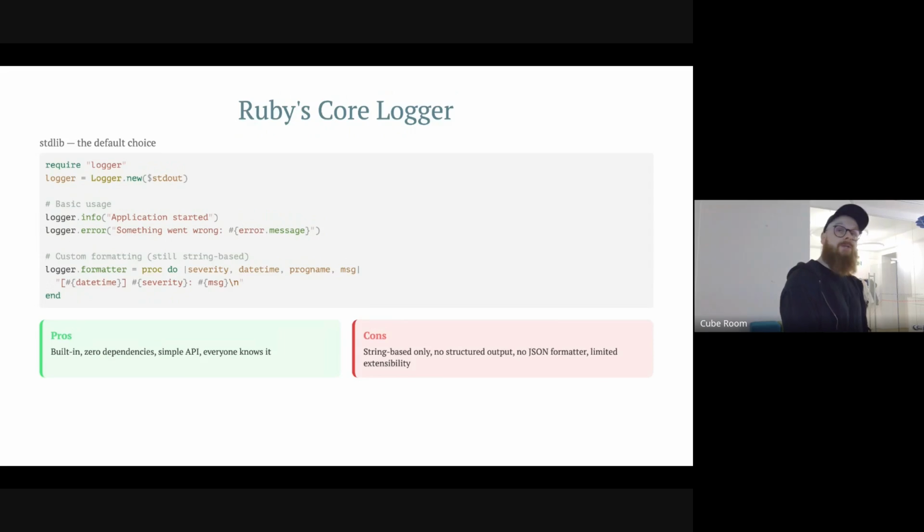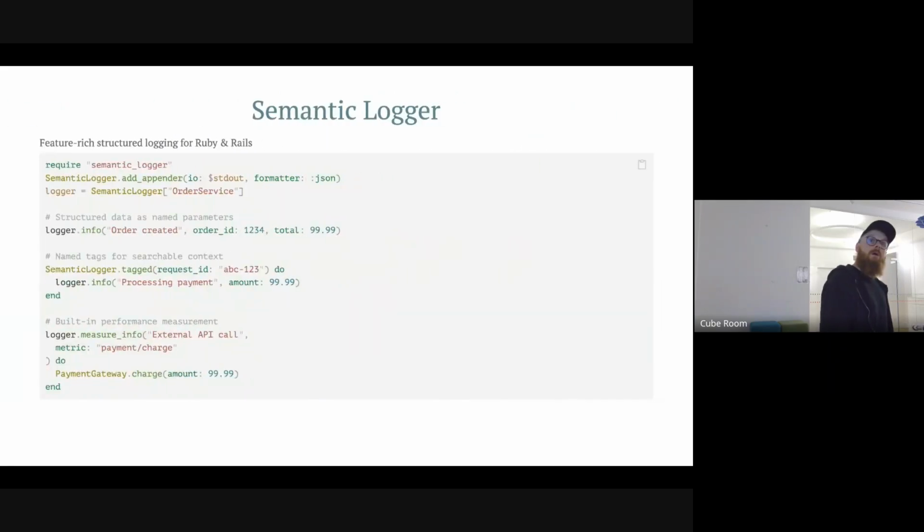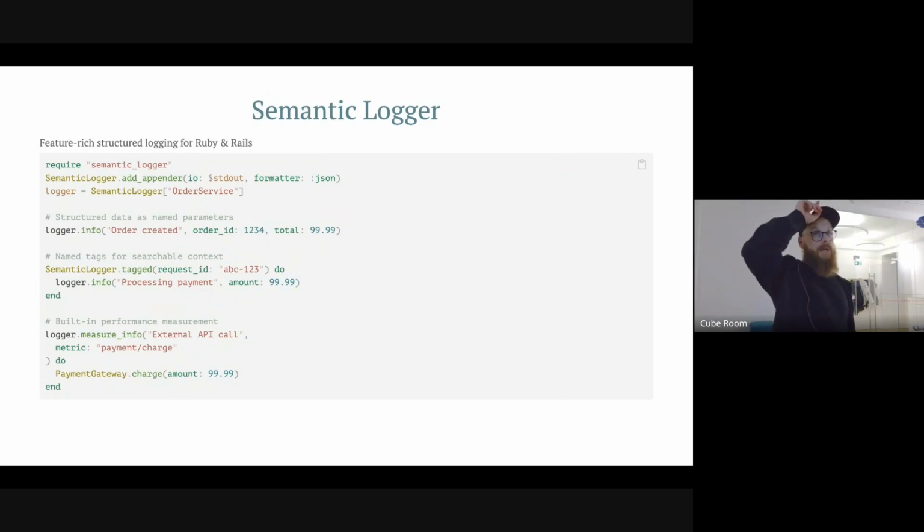However, it's just string based, doesn't support structured logging. And as much as we like it because it's built in and it's free, it's just not good enough for these days' requirements. There are a bunch of gems that provide logging that are just much more powerful than a built-in logger. But I only use two, so I will talk just about two. However, it's not that we only have two that are good. I'm pretty sure there are way more good logging libraries.